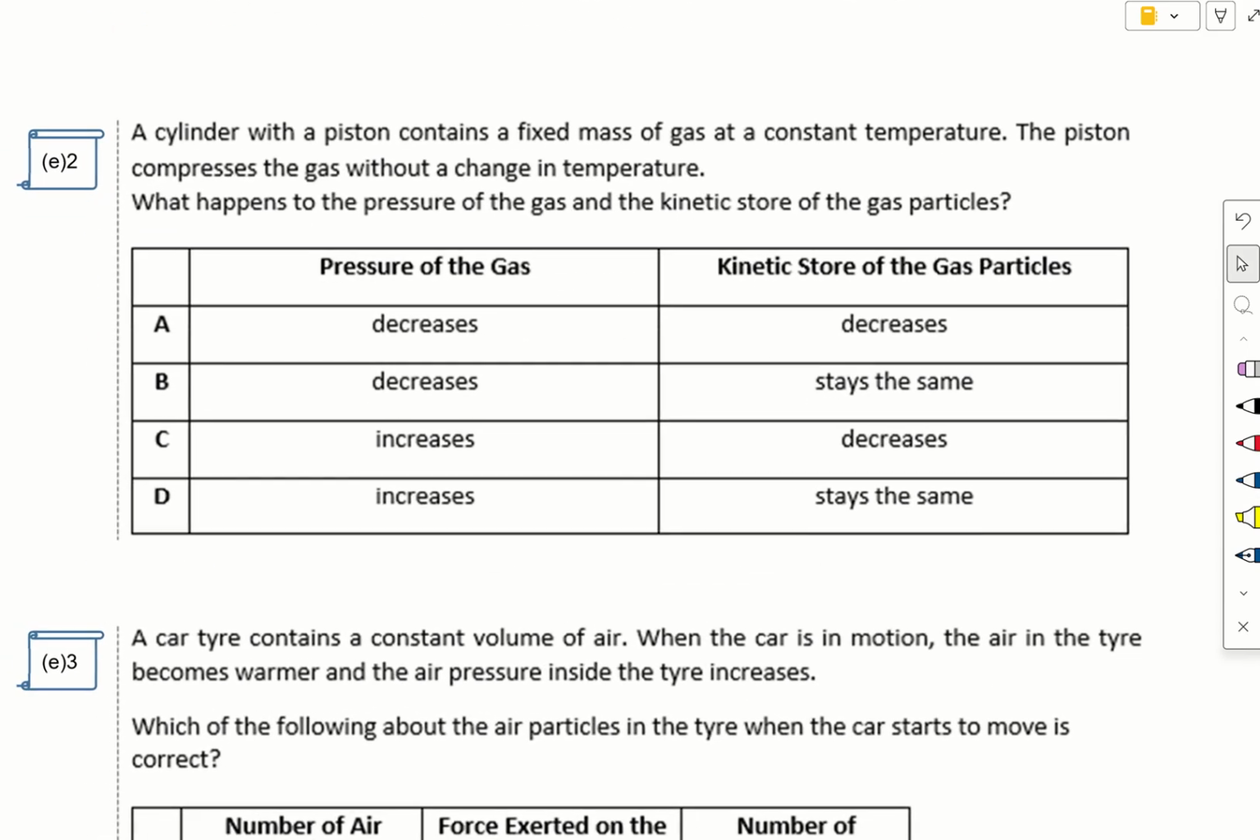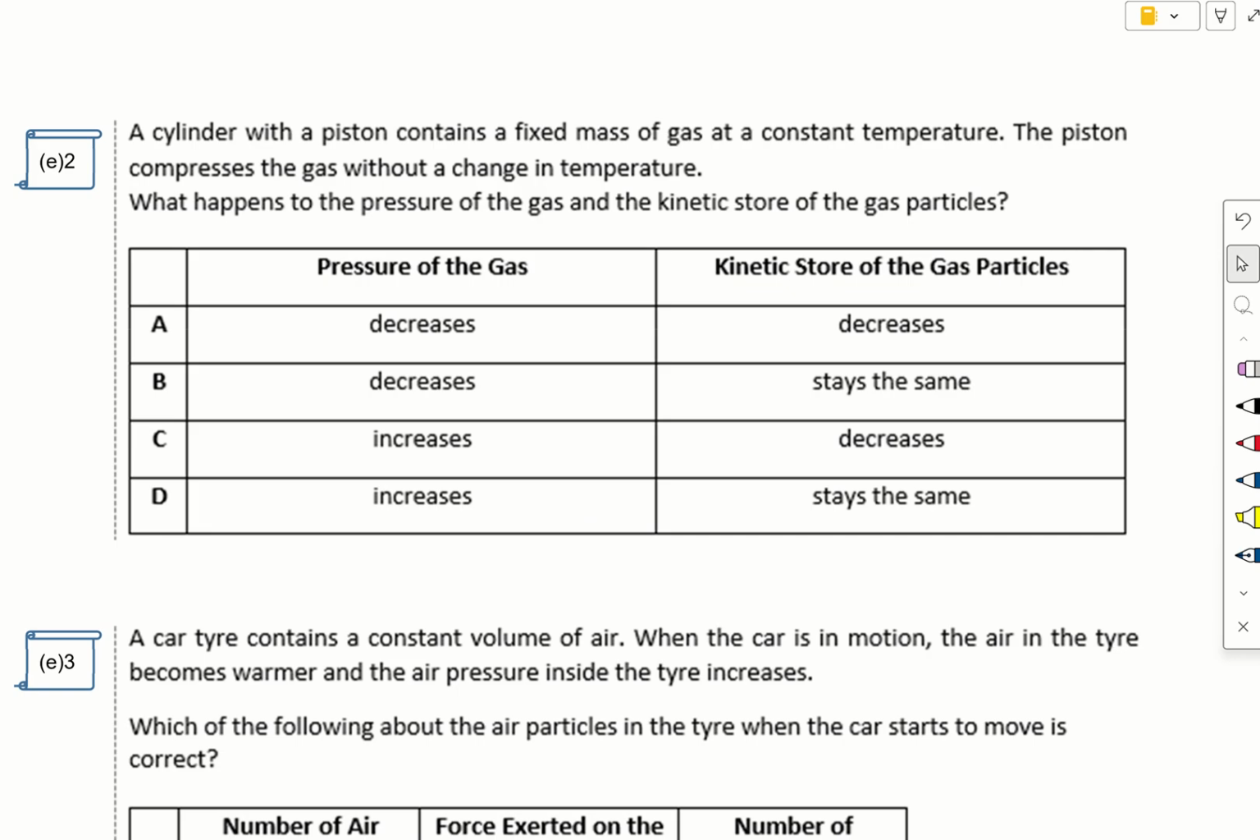Okay, let's go to E2. A cylinder with a piston contains a fixed mass of gas at a constant temperature. So whenever there's constant temperature, that means there is no change to kinetic energy. Okay, the piston compresses the gas without a change in temperature. So again, they highlight this, that there's no change in temperature. Okay, what happens to the pressure of the gas and the kinetic store of the gas particles?